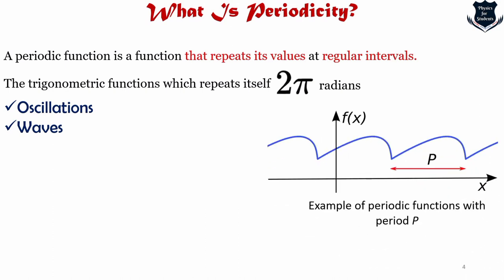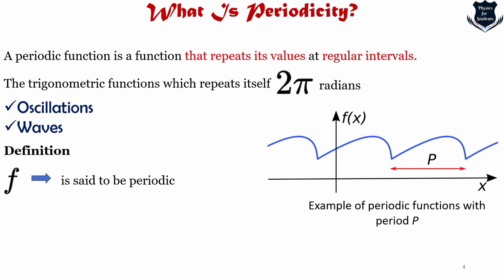This is a simple illustration which shows an example of a periodic function with period p, and this graph goes on and on. So we have understood that something which repeats itself, and obviously at regular intervals, is what is called periodicity. Now, can we define periodicity in a very generic way?